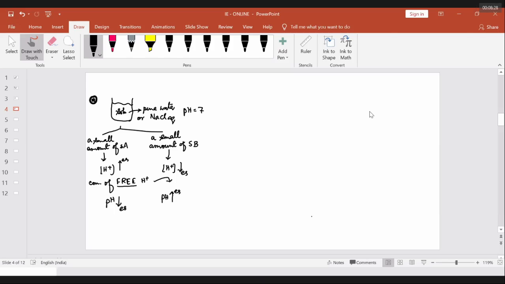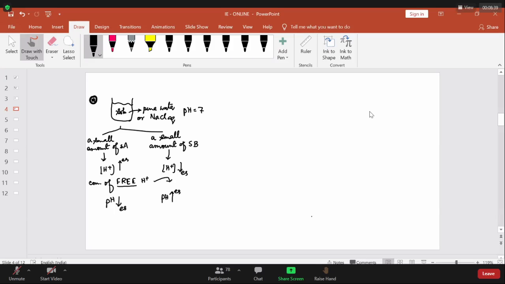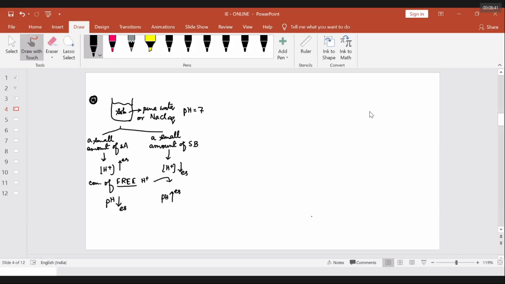Now, what happens? Rule number 1 came. He added a small amount of strong acid. What happens? Nothing will happen, sir. Sodium chloride solution has certain H plus ions. Neutral solution will also have H plus ions. Basic solution will also have H plus ions. Right? Pure water also has H plus and OH minus ions.